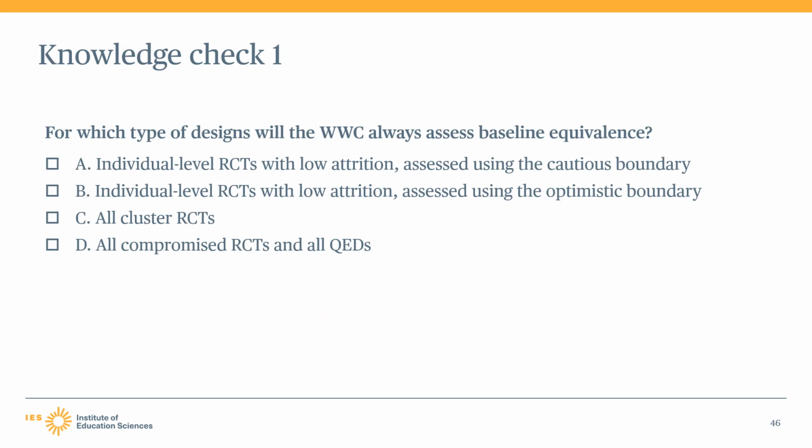For which of the following designs would the WWC assess baseline equivalence? A. Individual-level RCTs with low attrition, assessed using the cautious attrition boundary. B. Individual-level RCTs with low attrition, assessed using the optimistic attrition boundary. C. All cluster RCTs. Or D. All compromised RCTs and all QEDs. You may want to pause the video to think about your answer.